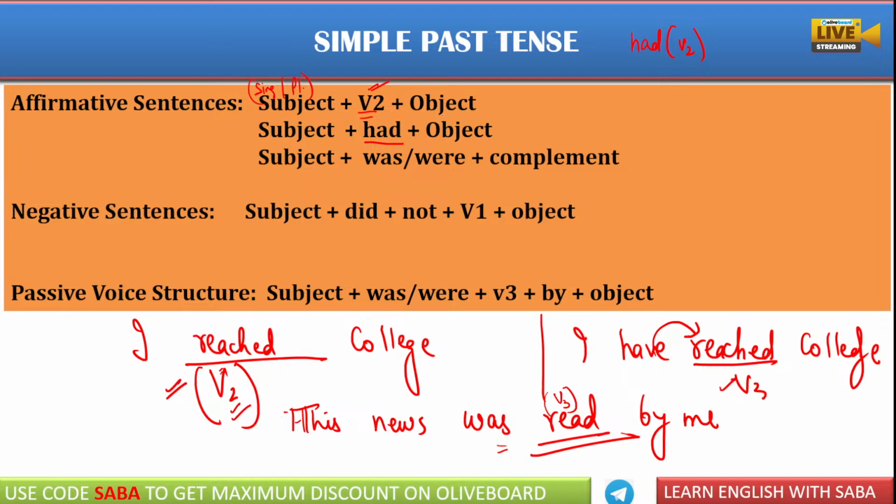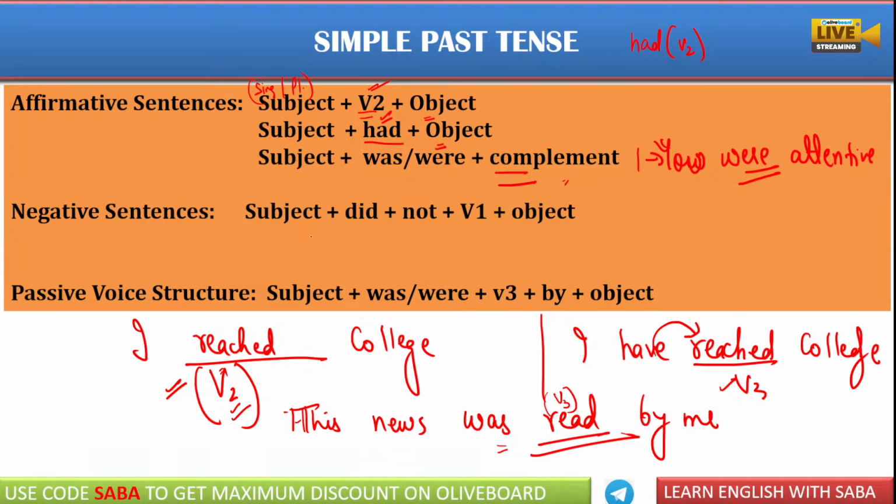So subject plus V2 plus object, that is the affirmative sentence. Then in past tense, you have had also. Had followed by an object is also the past indefinite tense. And if you have was or were, verb plus complement, that is also past indefinite tense. For example, if I say you were attentive, attentive is the complement, an adjective, and were is the main verb. So this sentence is in past indefinite tense. Clear everyone? So V2, had, was or were plus complement.